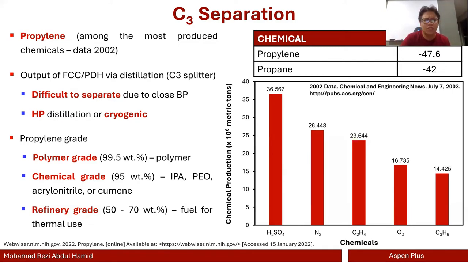So what I'm trying to say here is chemical grade propylene is often used as a precursor or as a raw material to create a variety of solvents or intermediates. And then lastly, we have refinery grade propylene, around 50 to 78%, used often for fuel or to generate heat. Okay, moving on.